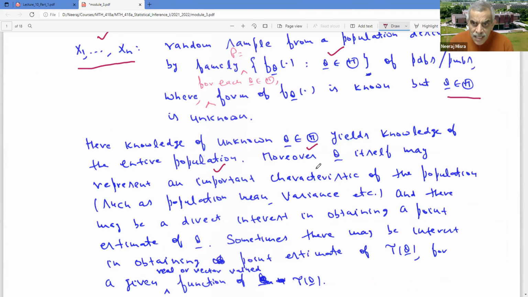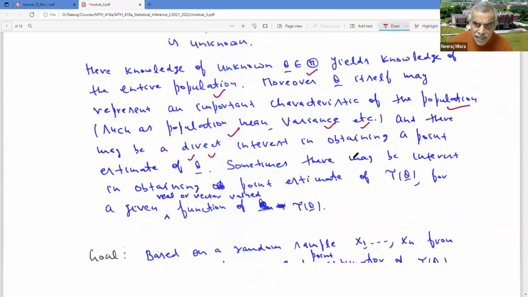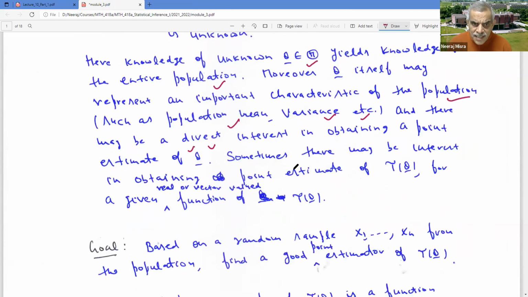Moreover, theta itself may represent an important characteristic of the population, such as population mean, variance, etc. And there may be a direct interest in obtaining a point estimate of theta. So if I can estimate this theta, I have a lot of information about the whole population. In fact, I have complete information if theta was known. So I try to estimate what this theta is. Now, sometimes I may not be directly interested in theta. Rather, there may be interest in obtaining a point estimate of some function of theta, let us say tau(theta), for a given function tau.